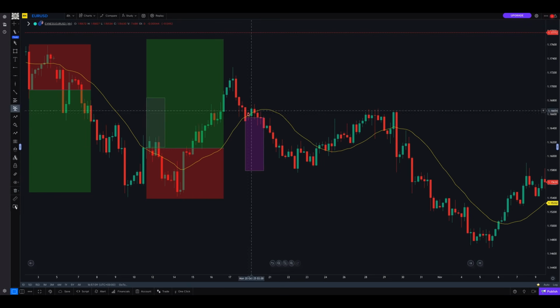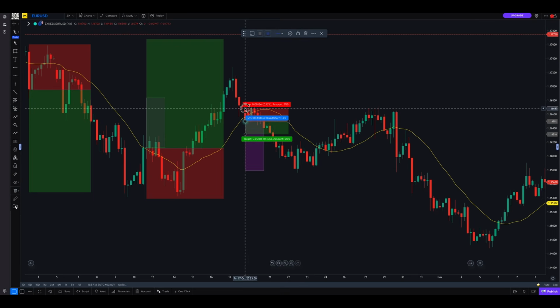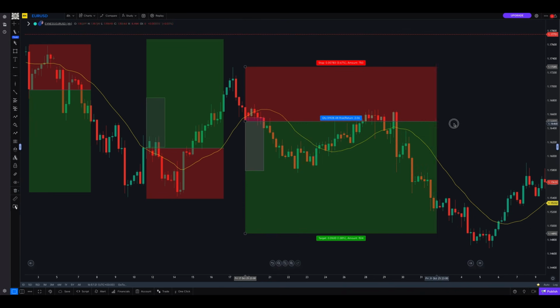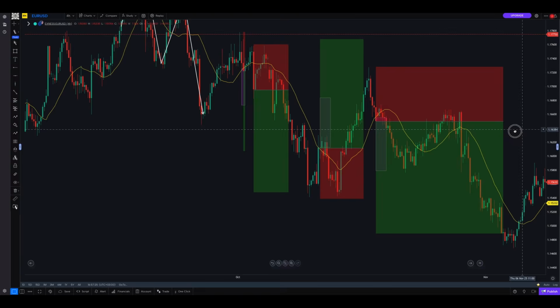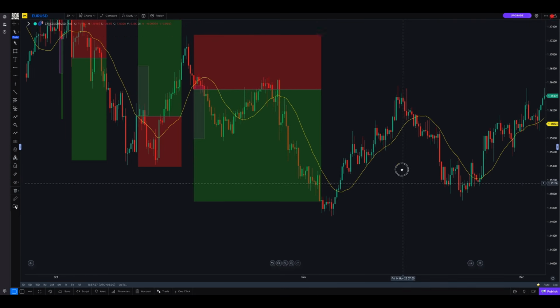So there you can also put a sell limit order, and your stop loss can be above that high there, and then you can target a 1-to-2. This trade goes to take profit on this side. That is how simple this strategy is.